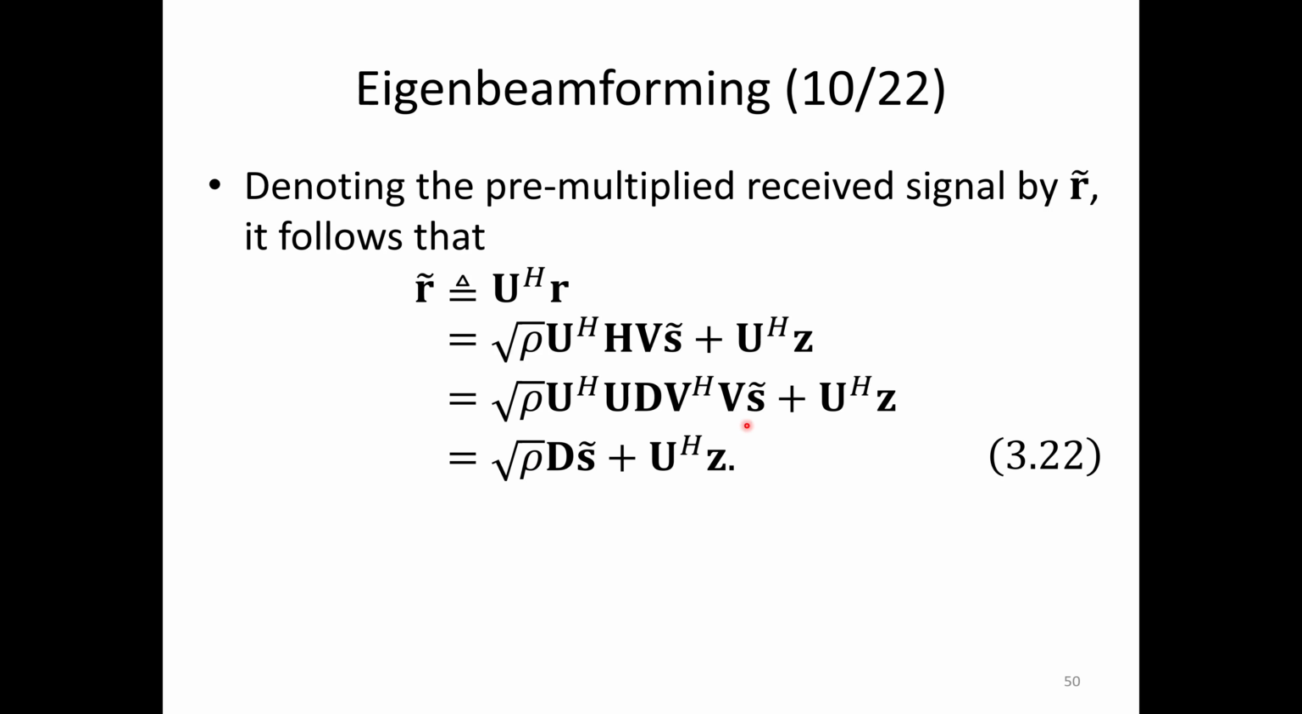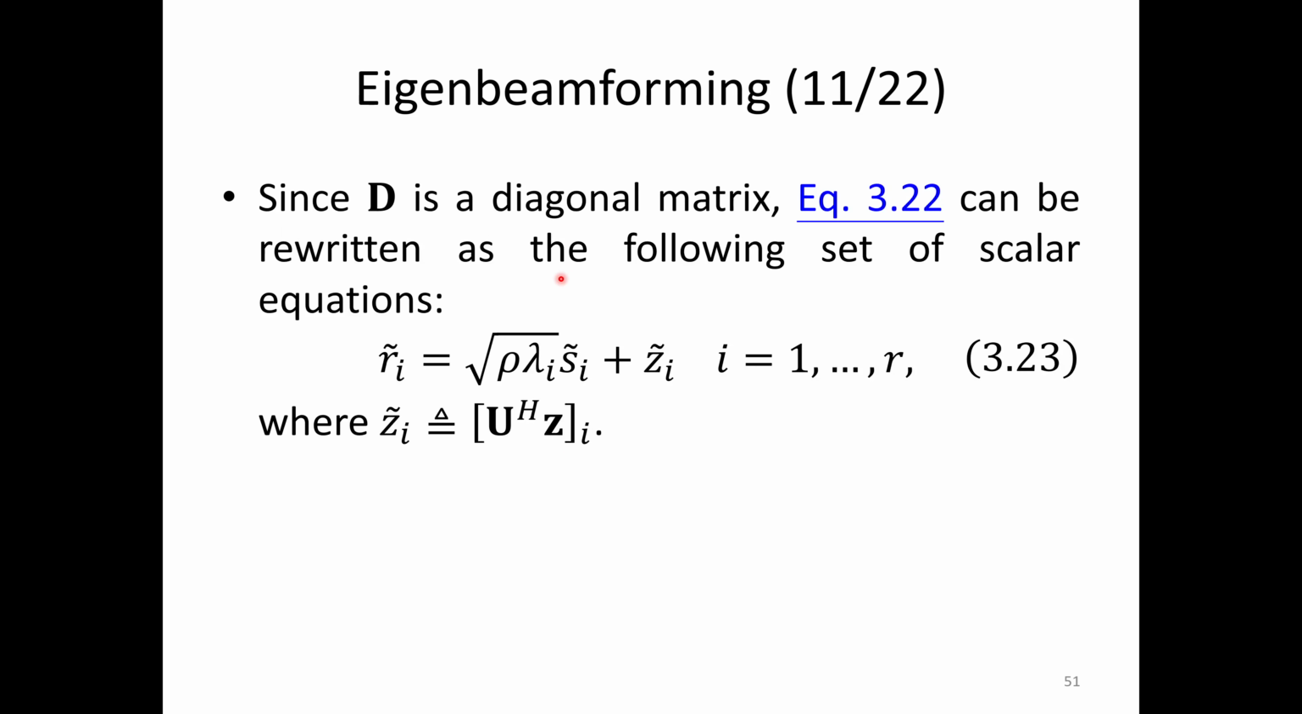So why do we need to simplify the final received signal to this form? What are the advantages of this form? Okay. Let us see the next page. Okay, page 51. Since D is a diagonal matrix, equation 3.22. Okay, let us go to equation 3.22.